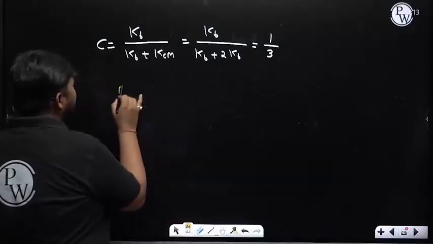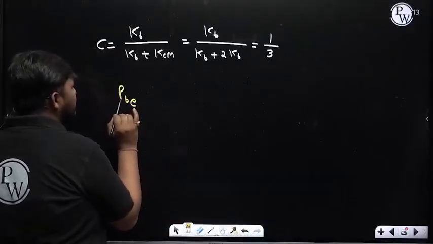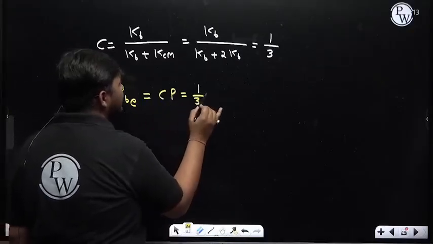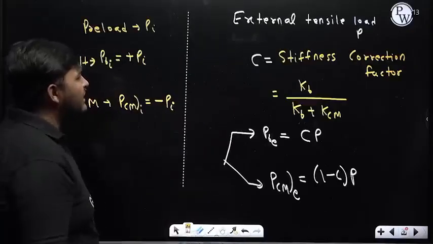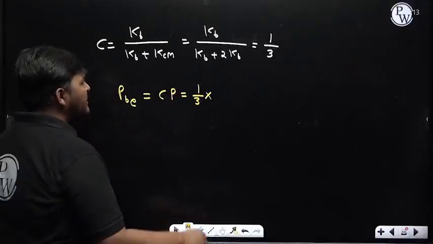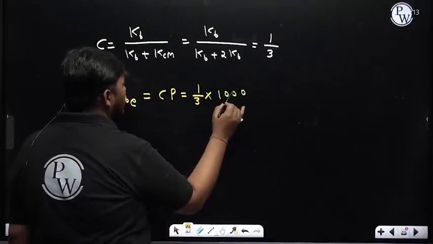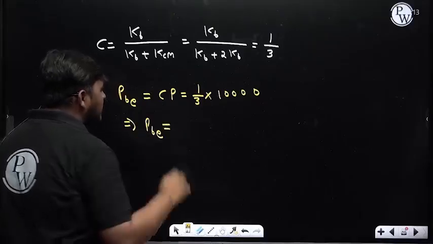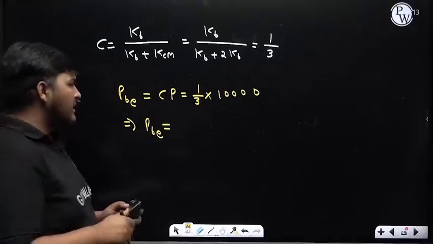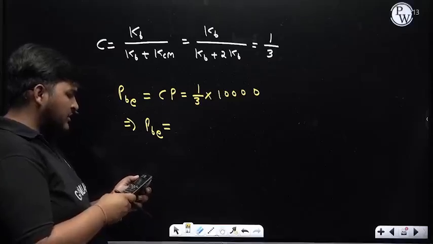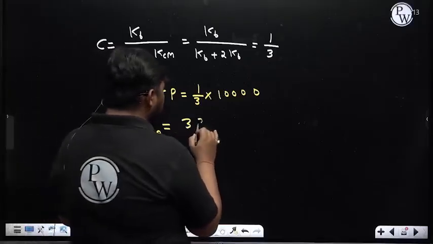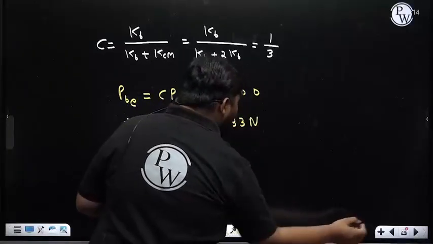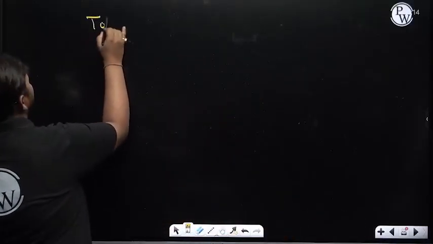Now the part of external load which will be shared by the bolt, that I am representing as PBE, is equal to C into P. Now the value of C is 1 by 3, and P is the external tensile load, whose value is 10,000 Newton. So we get the value of external axial force in the bolt due to external load, and it is coming 10,000 divided by 3, that is 3333.33 Newton.